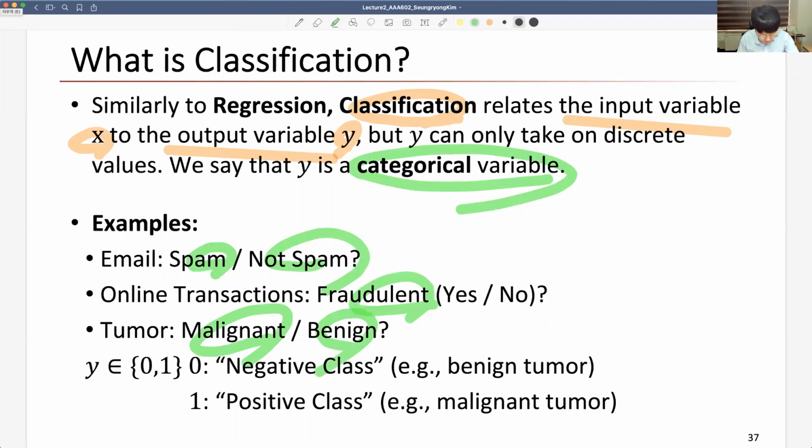뭐죠? 이게 그 암 맞죠? 네. 종양이냐 아니냐 그 두 개 클래스인 거죠?